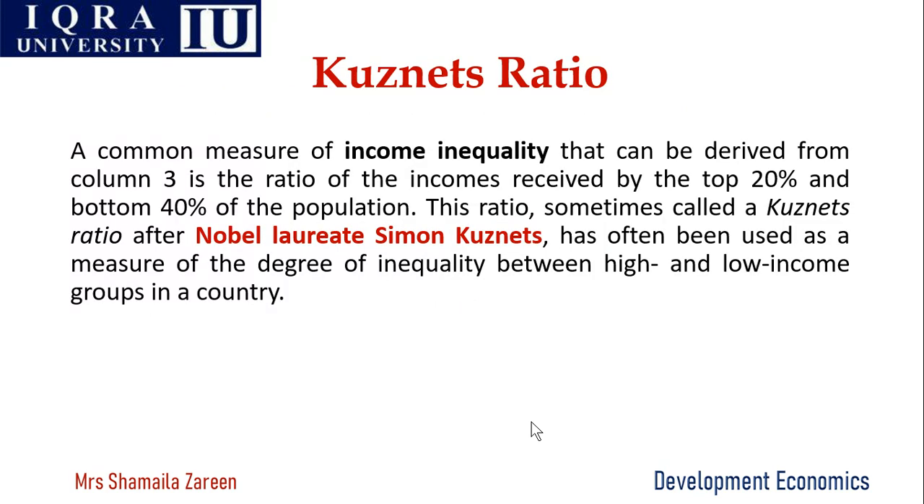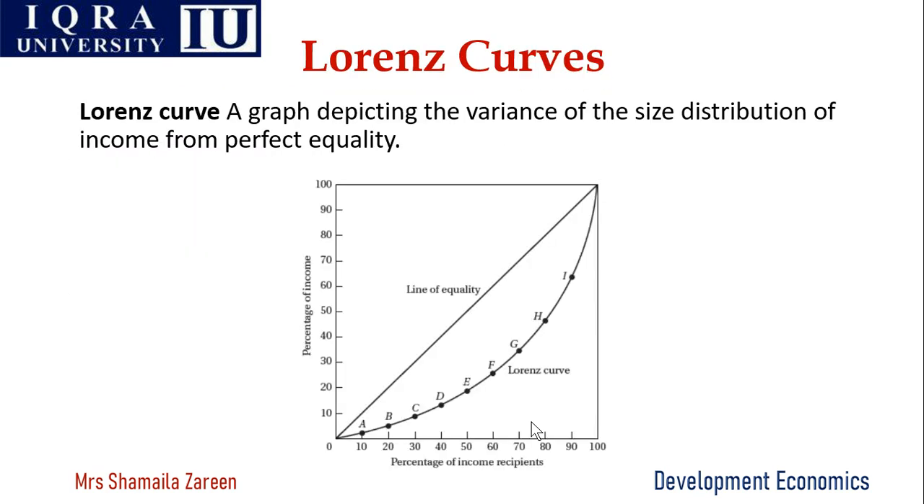So now we are discussing the concept of the Lorenz curve. This shows the variance of the size distribution of income from perfect equality. Another common way to analyze personal income statistics is to construct what is now known as the Lorenz curve. This figure shows how it is done.